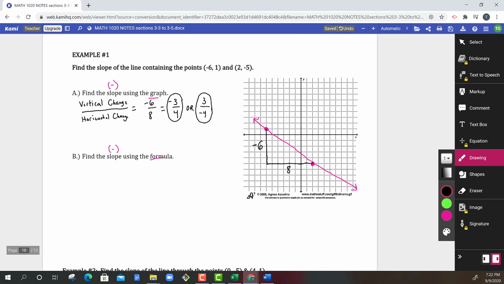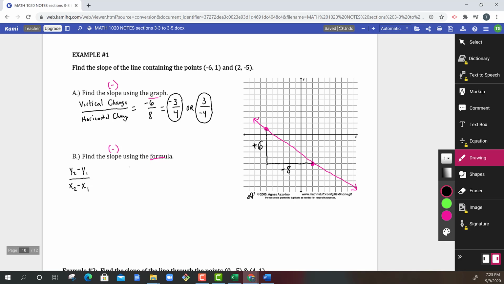Because you just as easily could go backwards. So if we started from this pink dot and went left 8, we could say, oh, well, that's a negative 8. And then we would say we're going up 6, and we get a positive 6. So it just depends on how you read the graph from left to right, but both of those are acceptable. We always want to write our slope as a fraction unless otherwise directed. Now we're going to solve it algebraically. So we're going to do y2 minus y1 over x2 minus x1.